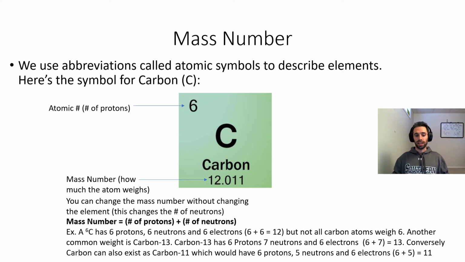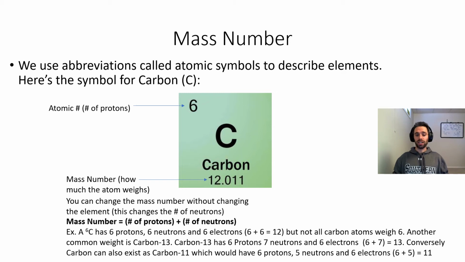Example, a carbon-12 atom has 6 protons, 6 neutrons, and 6 electrons. I should also mention that in a neutral molecule, the atomic number is also equal to the number of electrons. We'll see in some cases it's not, but for this case it is. So we have 6 protons plus 6 neutrons equals 12, but not all carbon atoms weigh 12.